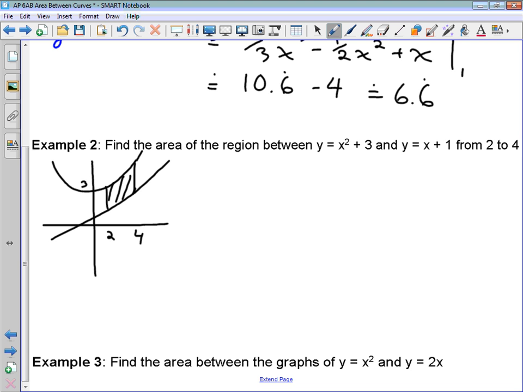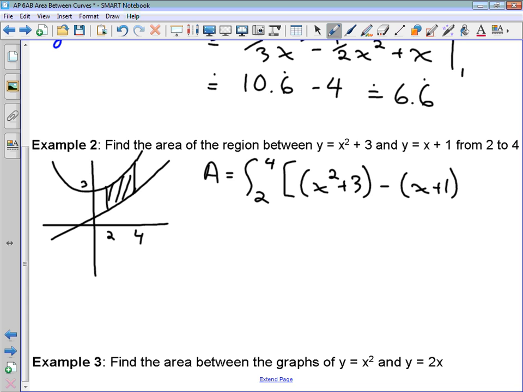Your other option would be to evaluate the two functions at the endpoints and see which one is greater. So again, in this case, our area is just going to be the integral from 2 to 4 of our upper function. Let's put our upper function in round brackets, x squared plus 3. From that, we want to subtract our lower function, x plus 1, and integrate that whole thing over dx.